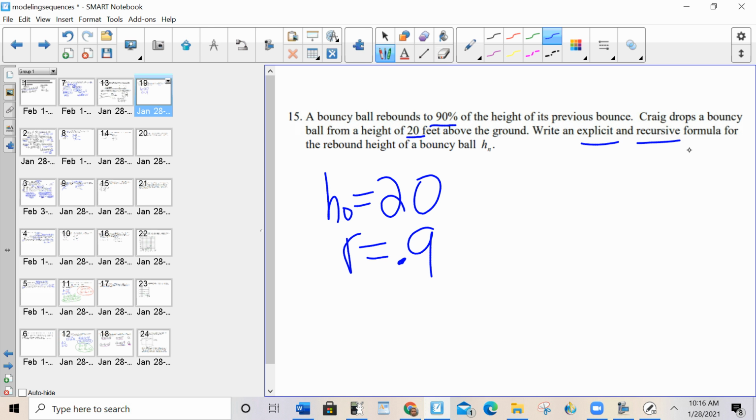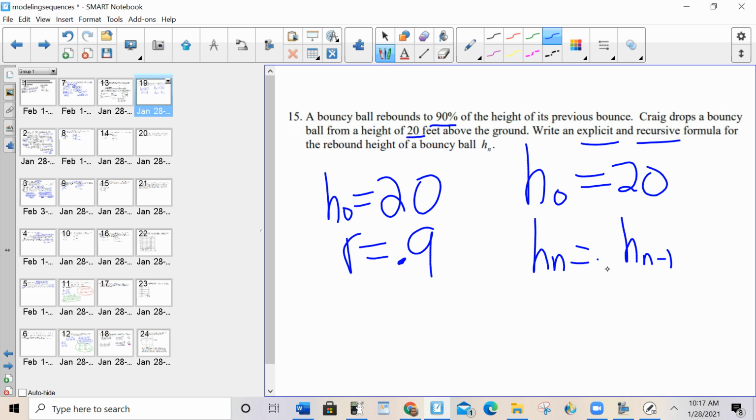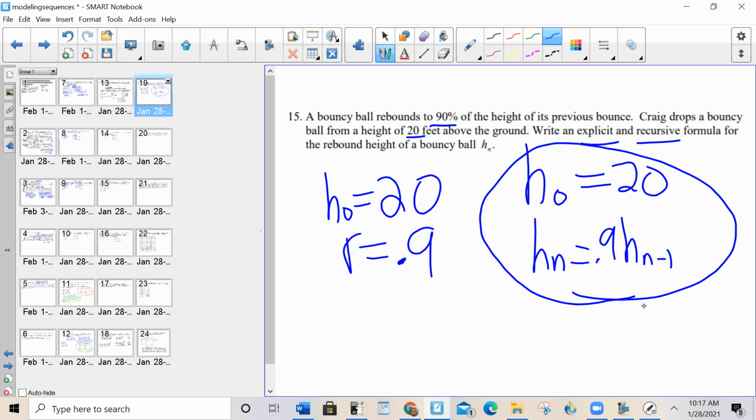So it wants an explicit and recursive. Let's start with recursive. Instead of A1, I'm going to write H0 because that's what I have. Hn equals Hn minus 1 times 0.9, with H0 is 20. I'm multiplying the previous amount by 0.9. There's my recursive formula.